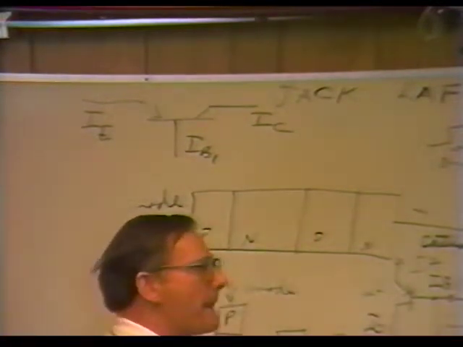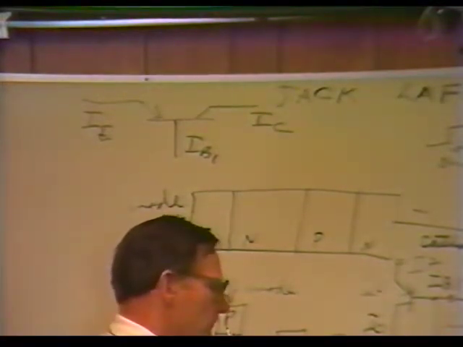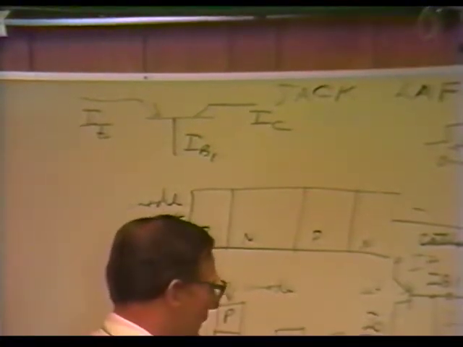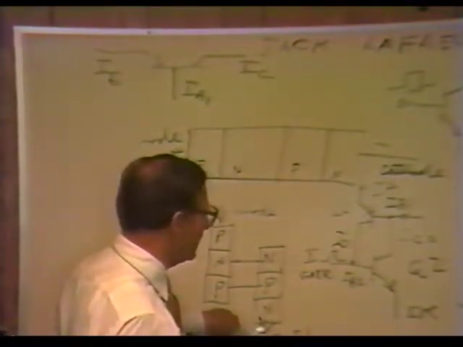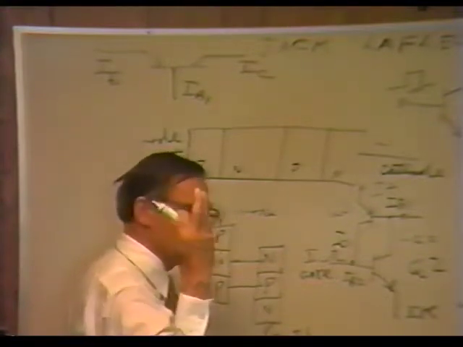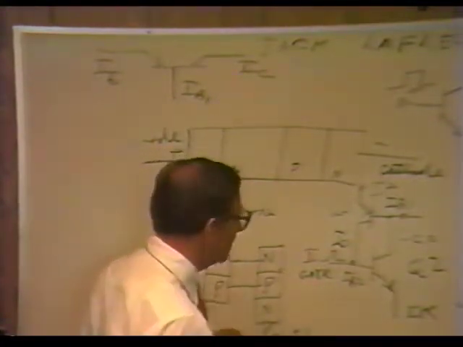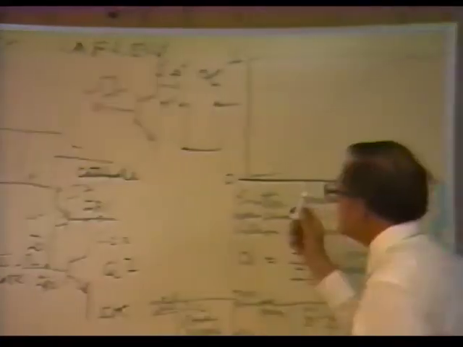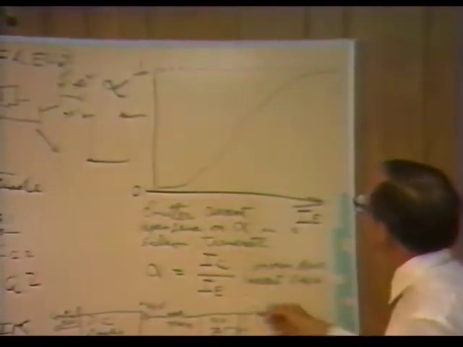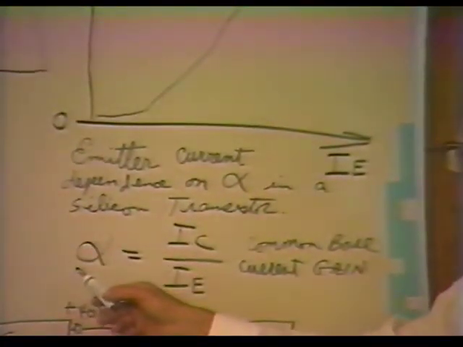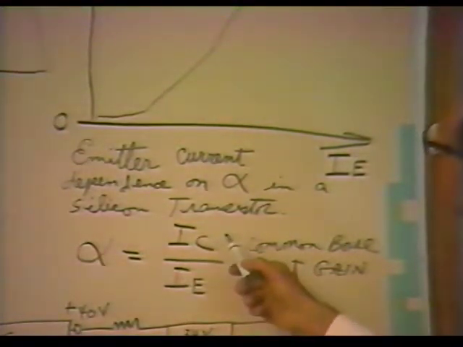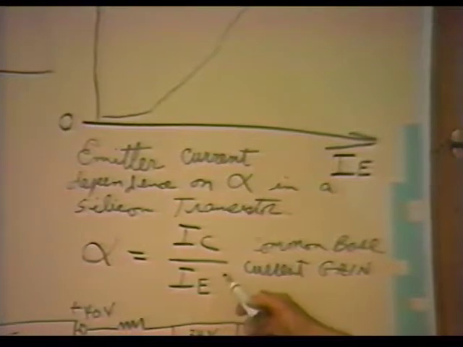Remember I said we had a common base connection when we used the transistors in the SCR. They are connected in the common base configuration. We have three configurations: common base, common emitter, common collector. This is common base. Now, in a common base connection, we talk about the alphas of the device. This is a convention. The alpha of a transistor is equal to the collector current over the emitter current. Now, it is called the common base current gain.